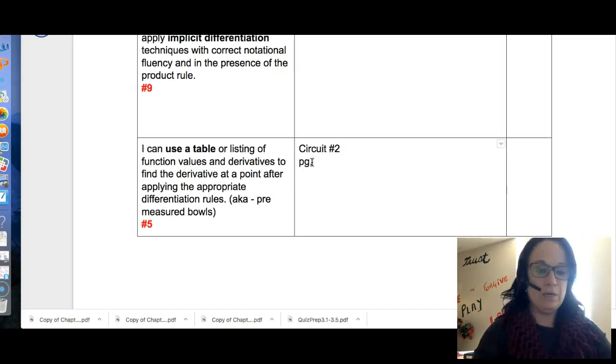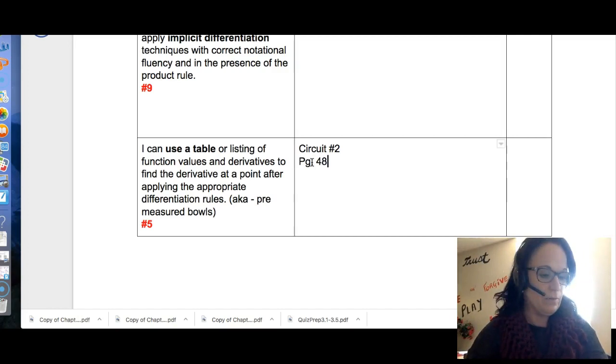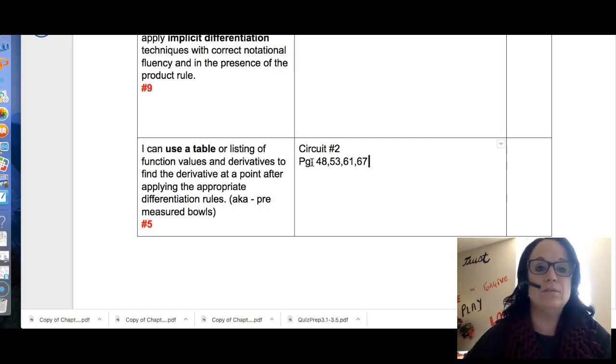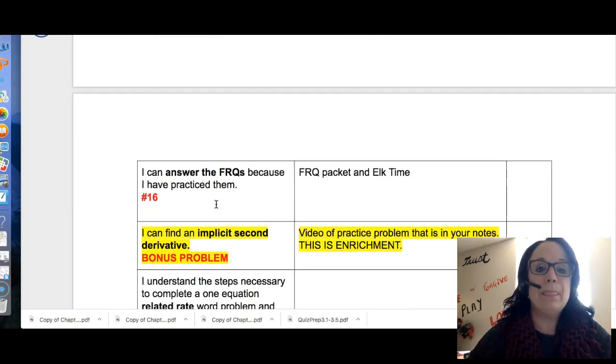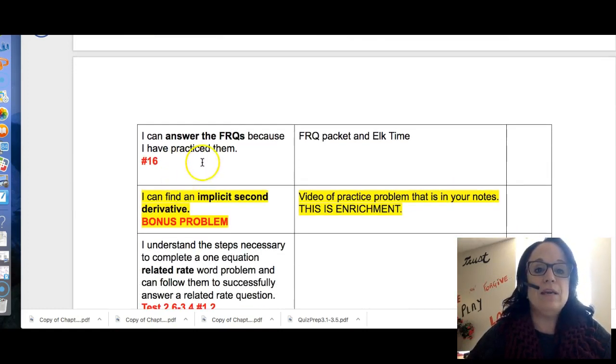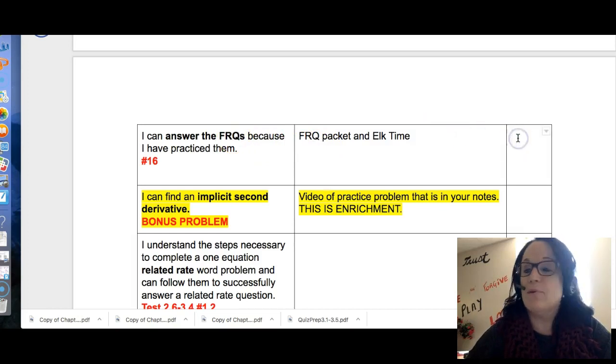I put a lot of them in the notes because our book doesn't hit this very well. 48, 53, 61, and 67 in your notes also had several of those. And that will be number 5 on your test. And lastly, you can answer the FRQs because you practiced them. You know the answer to that. If you're like, yep, I practiced them all and I'm ready to roll on whichever one she picks, then put a 4 here because you're golden.